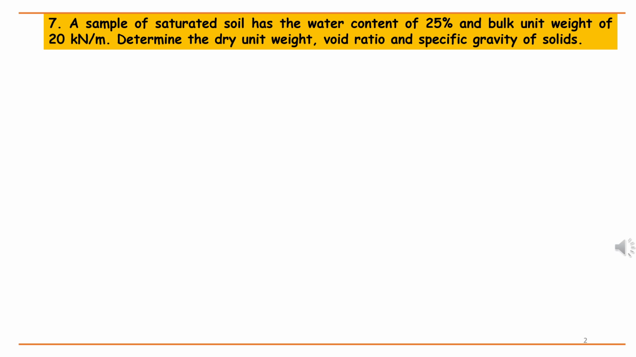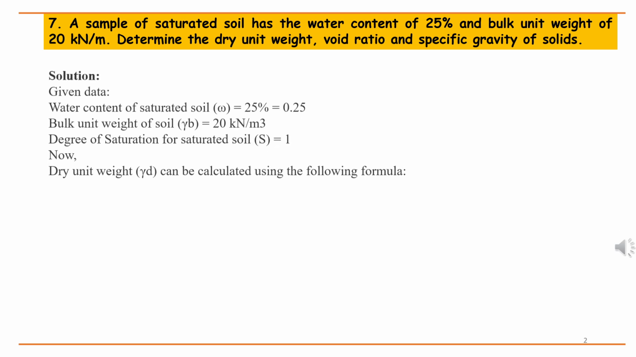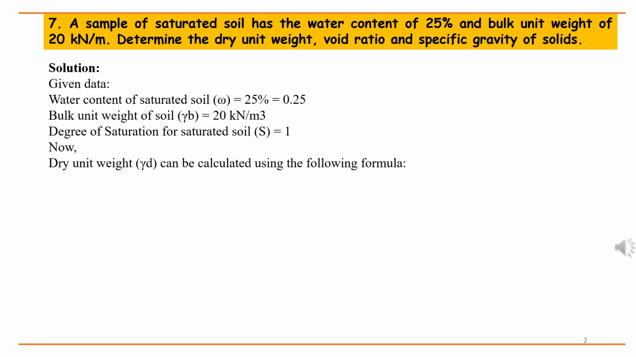7. A sample of saturated soil has the water content of 25% and bulk unit weight of 20 kN/m³. Determine the dry unit weight, void ratio and specific gravity of solids. Solution. Given data: water content of saturated soil, ω = 25% = 0.25; bulk unit weight of soil, γ = 20 kN/m³; degree of saturation for saturated soil, S = 1. Now, dry unit weight, γd, can be calculated using the following formula.